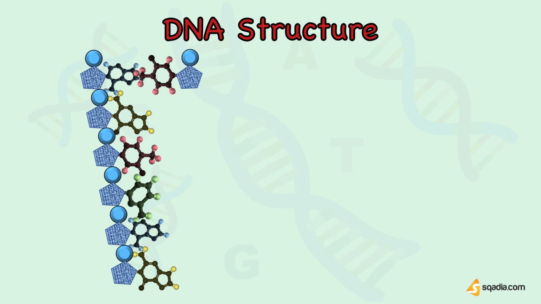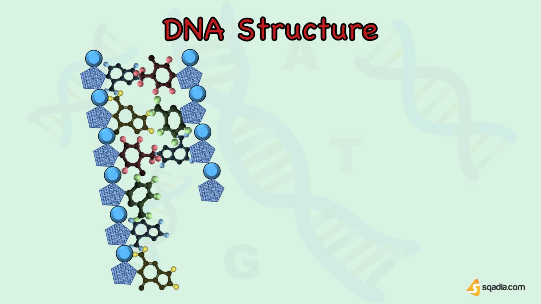Adenine will bind with thymine. Thymine will bind with adenine. Then guanine will bind with cytosine. And cytosine will bind with guanine. This makes a double strand.